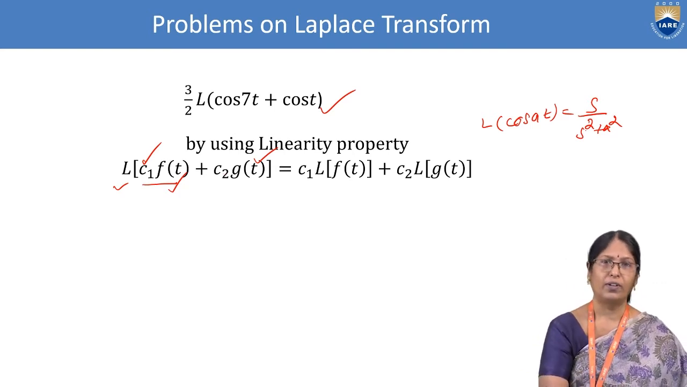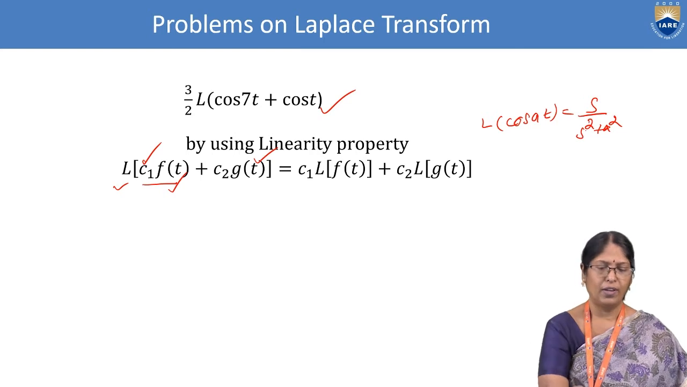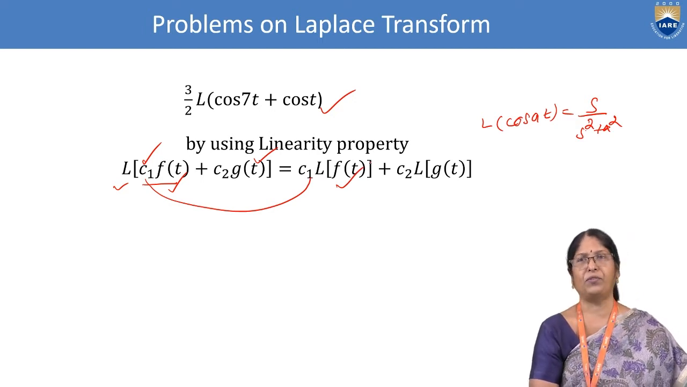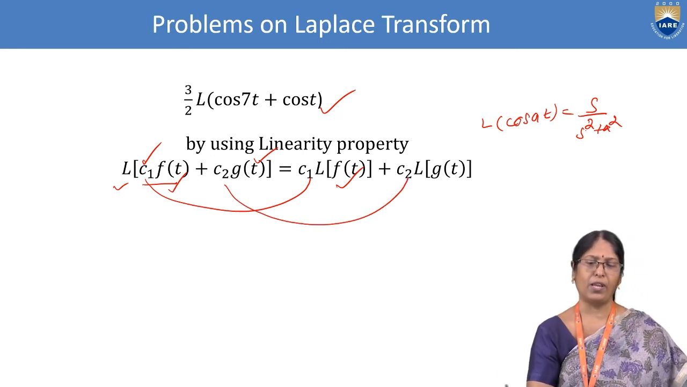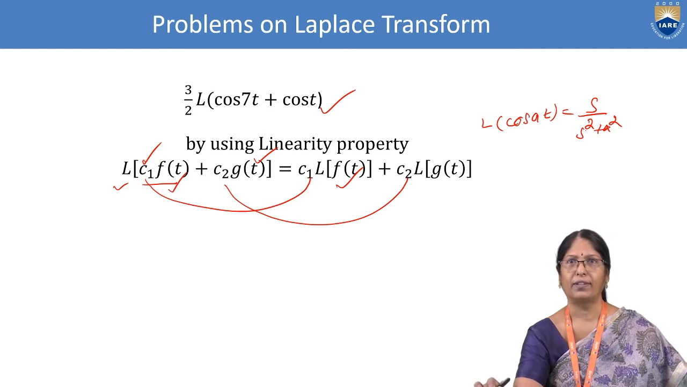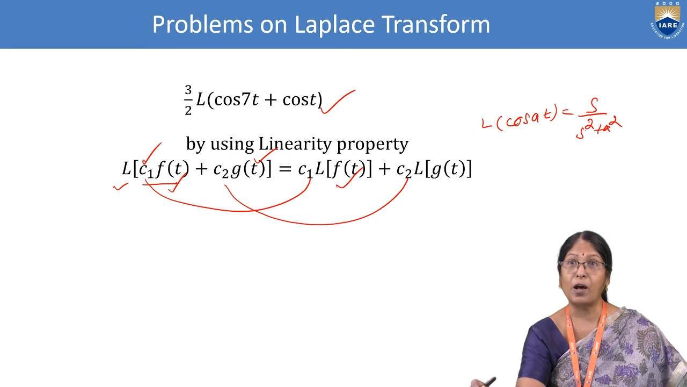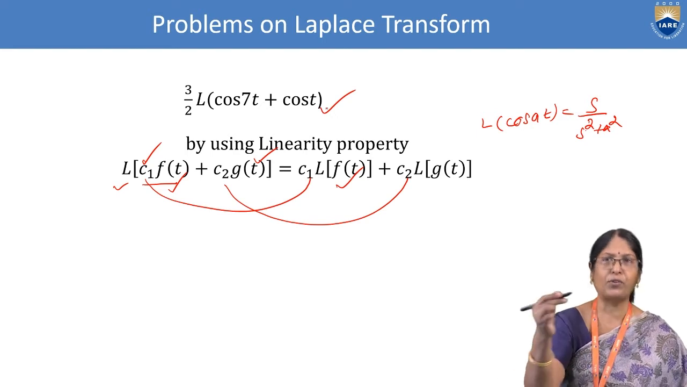That is L of c1 times the first function plus c2 times the second function, which is equal to c1, the constant taken out, times the Laplace transform of the first function f of t, plus c2, the constant taken out, times the Laplace transform of the second function. It is easy to remember: the linearity property says the Laplace transform of two or more functions is equal to the sum of the Laplace transforms of each function. According to that, now we will come back to our problem.